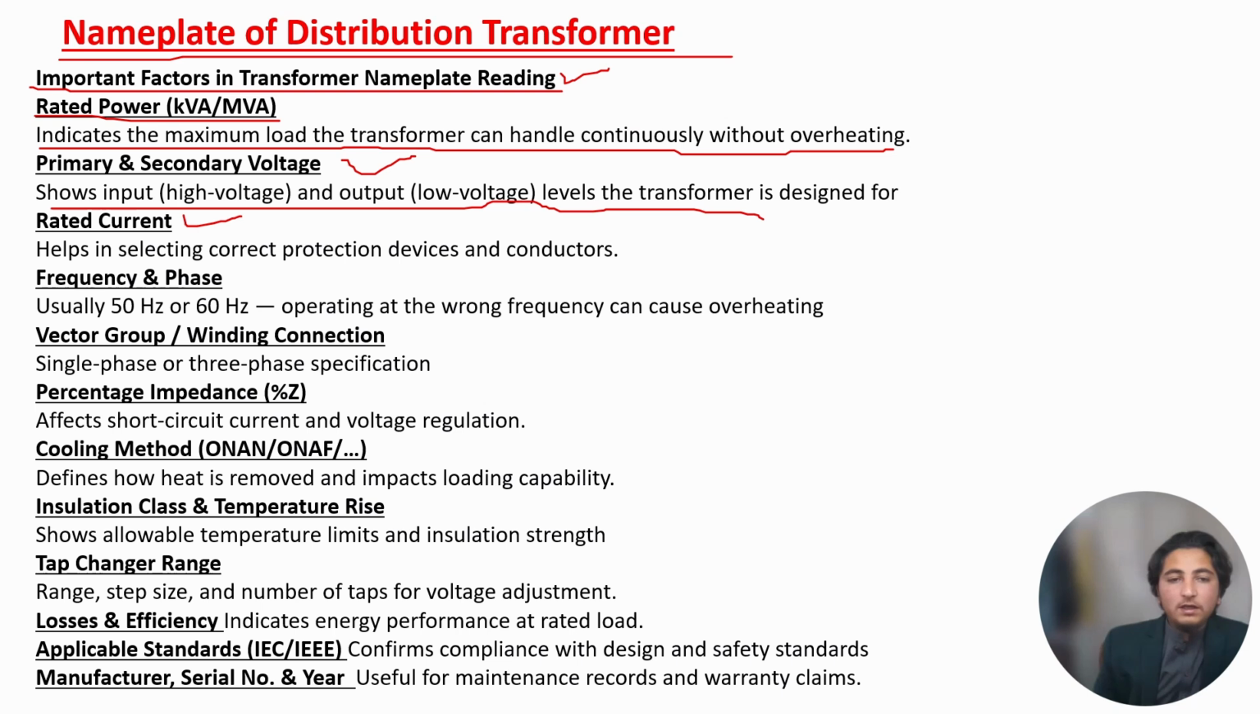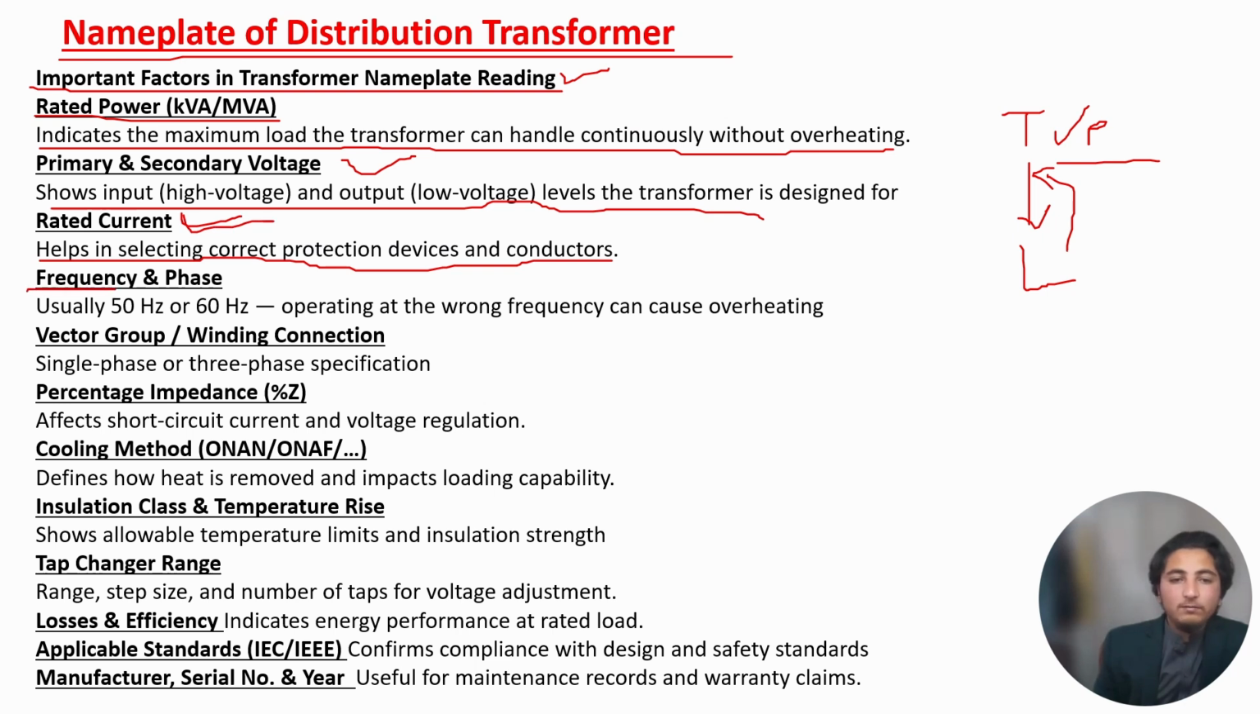And the next one is rated current. Rated current helps us in selecting the correct protection device and conductor. After the transformer we have the load, and before the load we have some protection device here. So which type of protection device is to be put there, and which type of things are used here, this help is given to us by the rated current of the transformer.